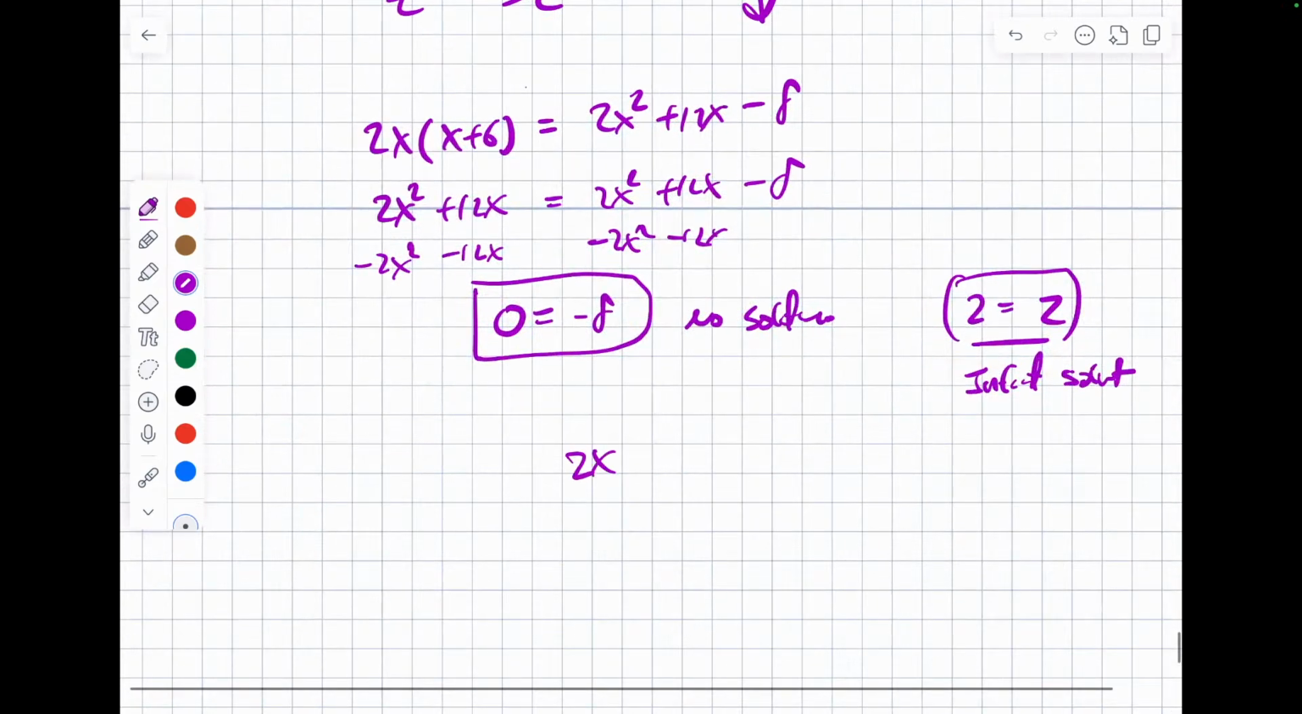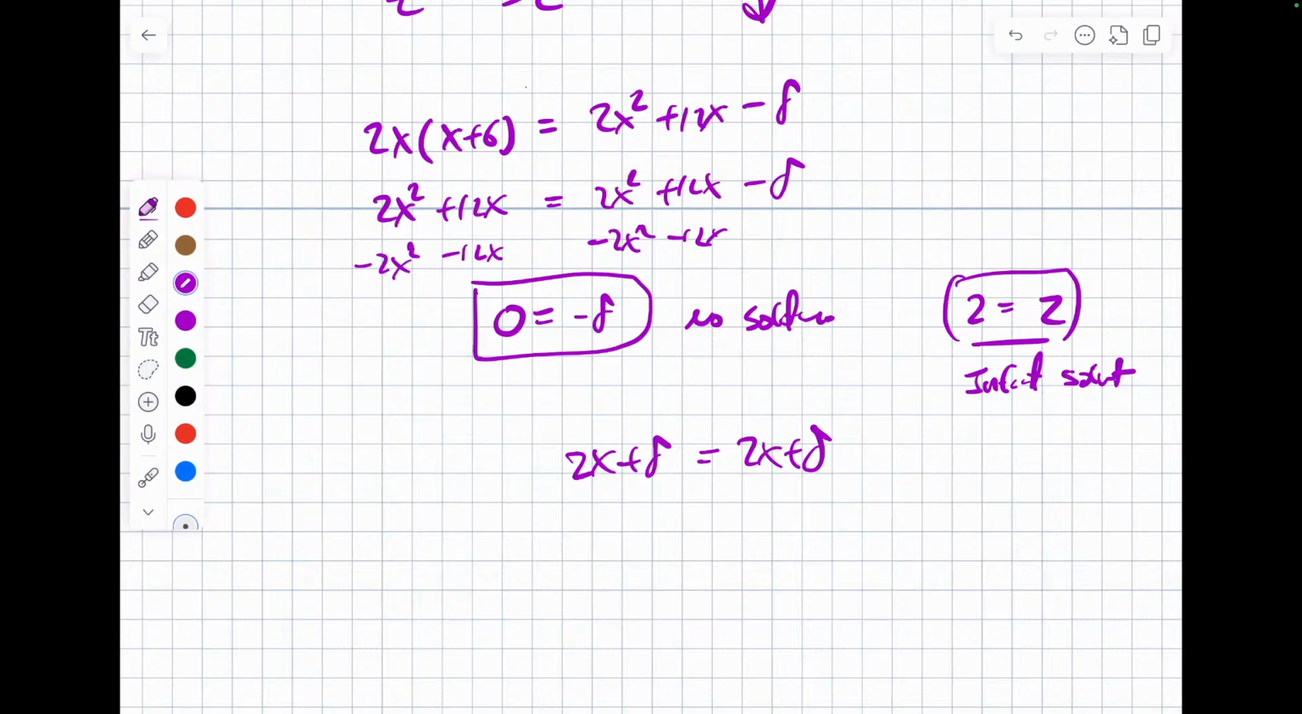Think about it. If I have 2x plus 8 equal to 2x plus 8, if we subtract 2x on both sides, 8 equal to 8. Doesn't matter if I plug in 1 or 2. If I plug in 1, it's going to be 10 equal to 10. If I plug in 2, it's going to be 12 equal to 12.